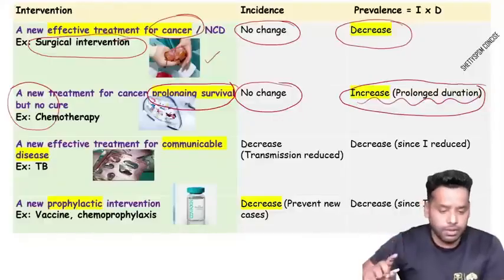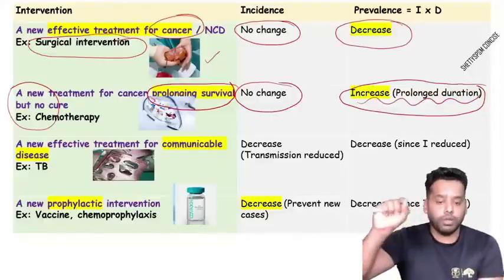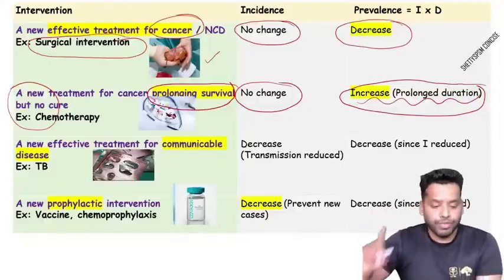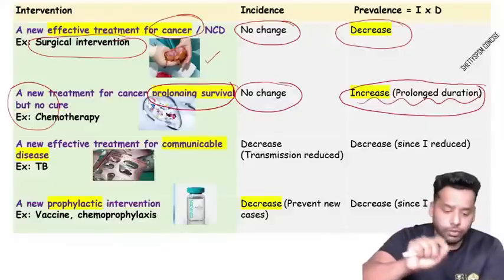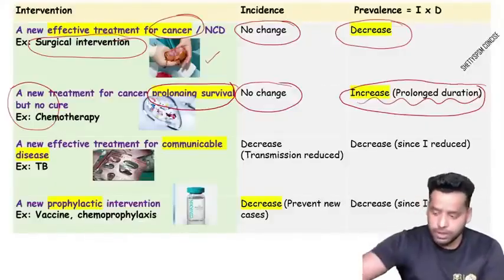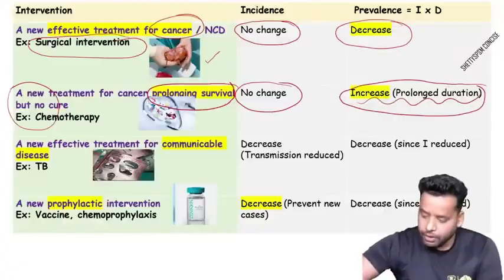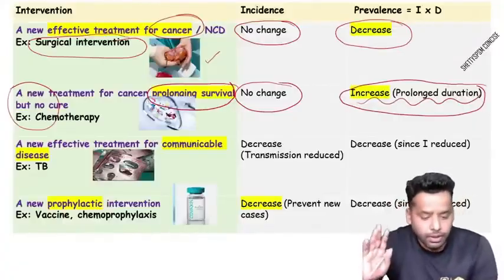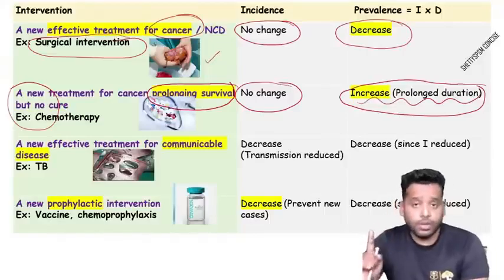There is a difference in the question. First question was effective treatment for cancer. Second question was new treatment for cancer, prolonging the survival. There is a difference between two questions. Tell me yes or no. Yes, and read the question properly in the exam.